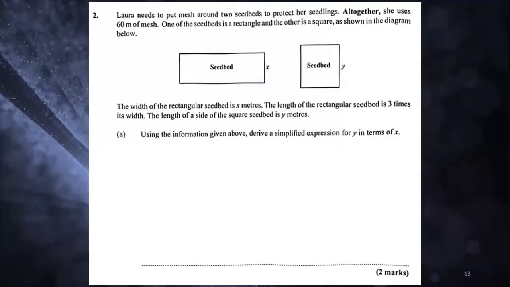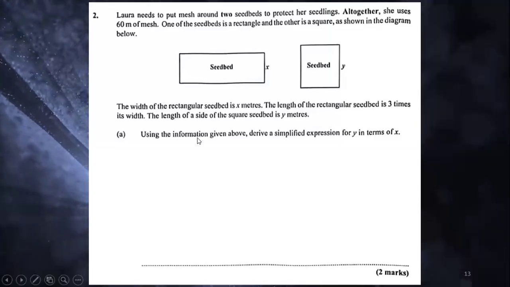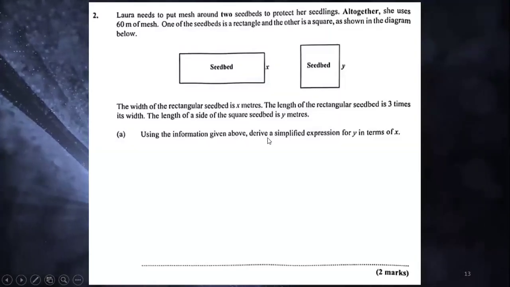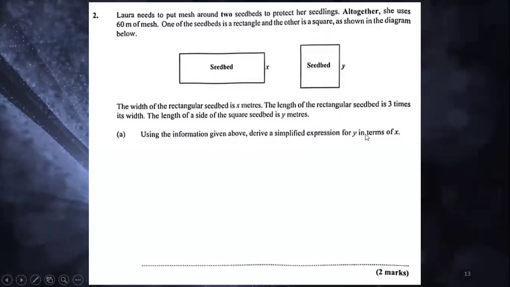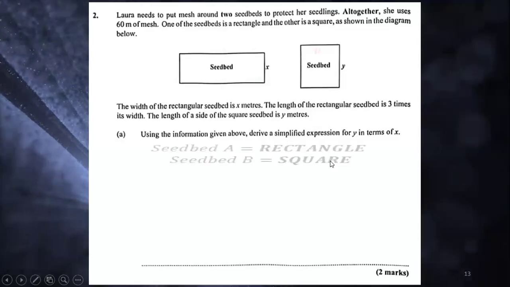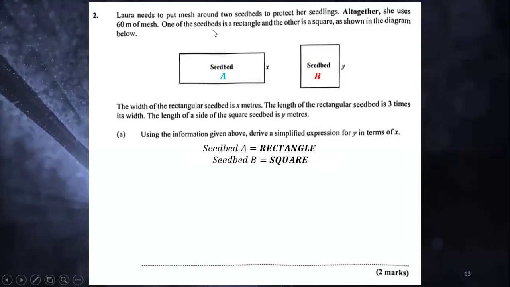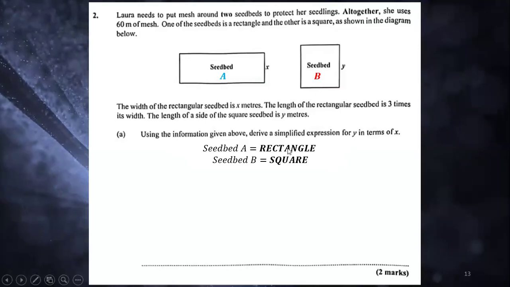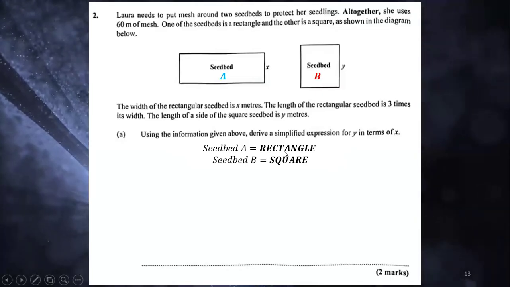So part A says, using the information given above, derive a simple expression for y in terms of x. So first of all, we established that seedbed A is a rectangle and seedbed B is a square, right?